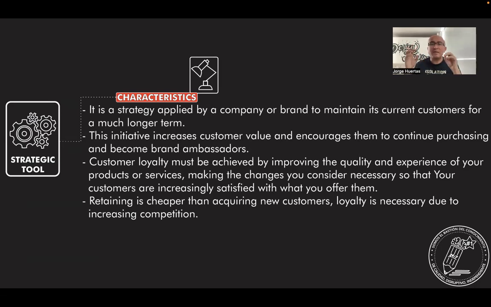Customer loyalty must be achieved by improving the quality and experience of your products and services, making the changes you consider necessary so that your customers are increasingly satisfied with what you offer them. Retaining is cheaper than acquiring new customers. Loyalty is necessary due to the increase of competition.